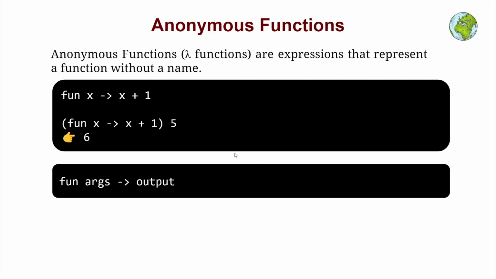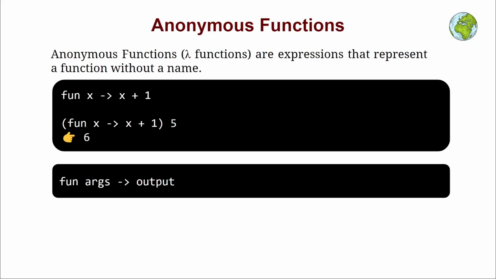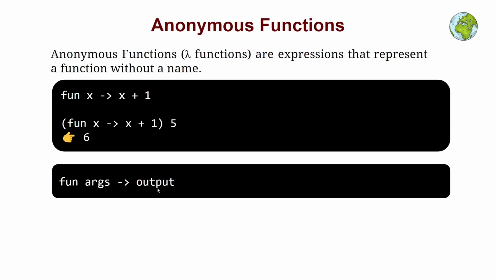Fun is the keyword used to define an anonymous function. These args represent the arguments that the function takes. And finally, the output is the result of this function.